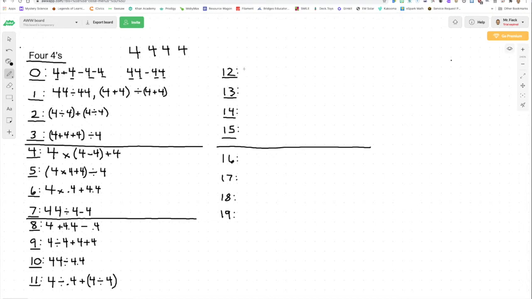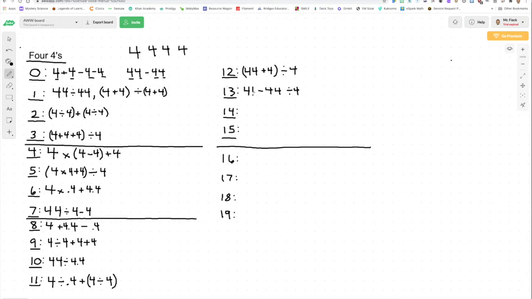So for 12, one that I came up with was 44 plus 4, and then put that in parentheses, which 44 plus 4 is 48, and then divided by 4, 48 divided by 4 equals 12. 13, here's the new one, is I used 4 with an exclamation mark behind it, and I'll explain what that is in a minute, minus 44 divided by 4.